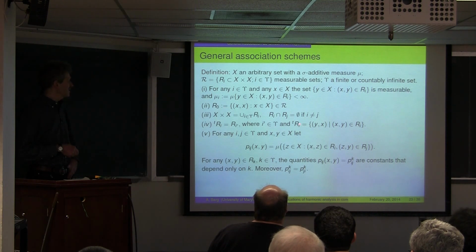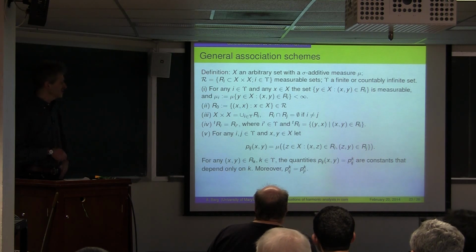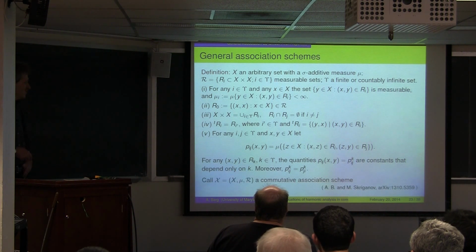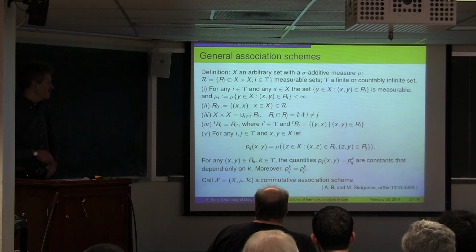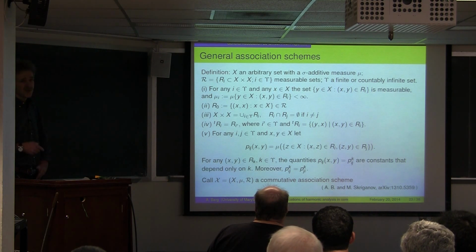Again, there are symmetry relations. The transposed relation is a part of the partition, and then there is the count of triangles, except that now we do not really count the triangles. We compute the measure of these z such that xz is in Ri, zy in Rj, and call that Pijk. So if by definition this does not depend on xy but only on k, then we call them intersection numbers. So this was the starting point of our work with Maxim Skriganov that was released fairly recently. We call X a commutative association scheme. And what we tried to do was to develop a theory of such schemes, and some parts of it we managed to complete.